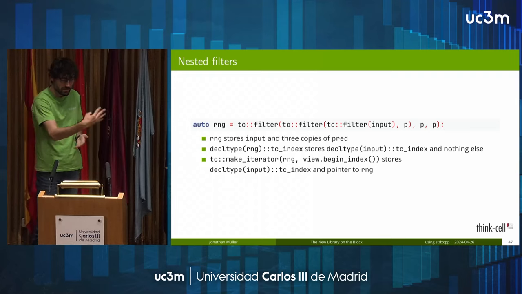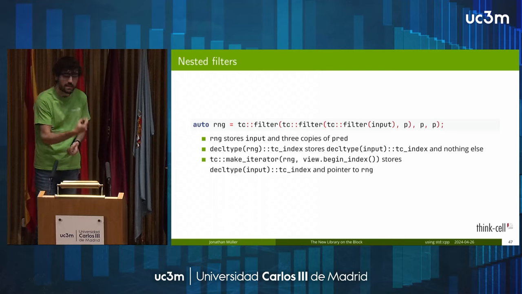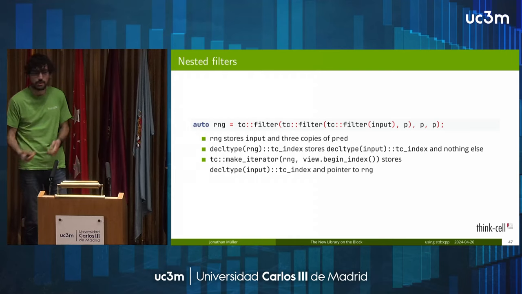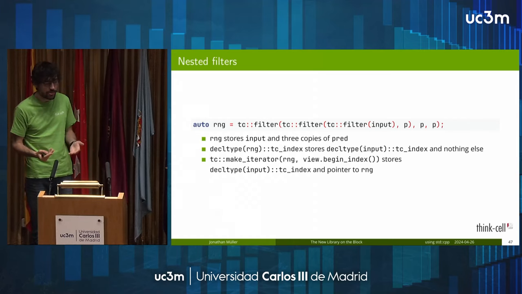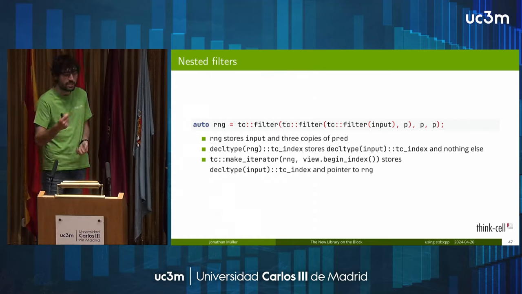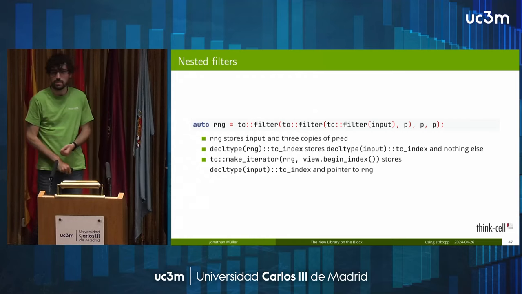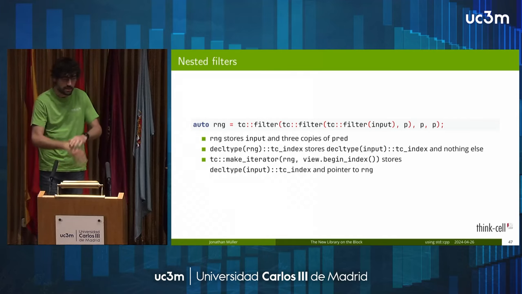The range still looks the same. We store the input and the three copies of the predicate. But the index is exactly the same type as the underlying input index, so we don't need to store any additional data because we don't need to remember any additional state. Of course, an index isn't an iterator, but when we turn that into an iterator, we just need to add one pointer. So we're saving two pointers for the intermediate nesting by using indices instead of iterators. And this scales a lot.